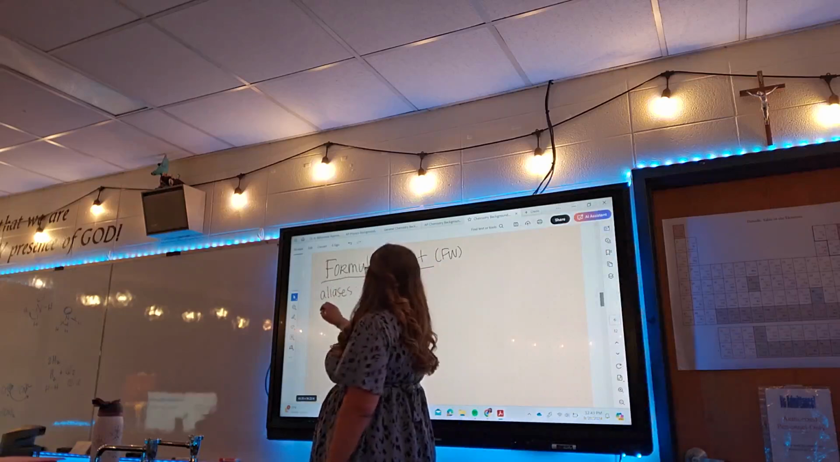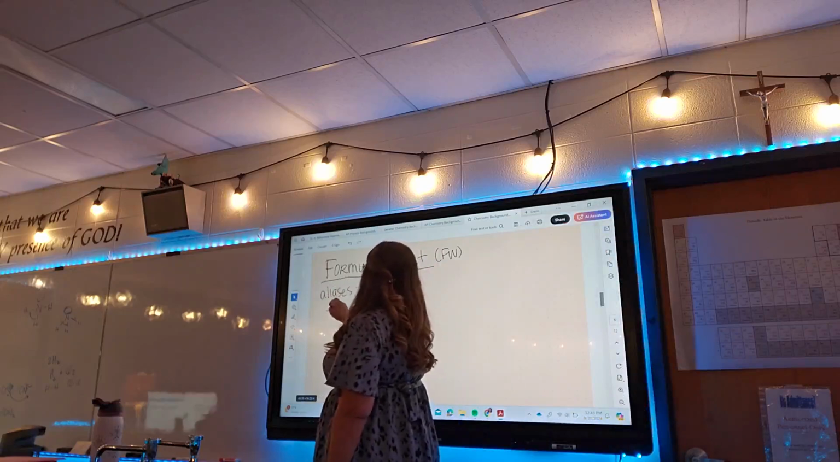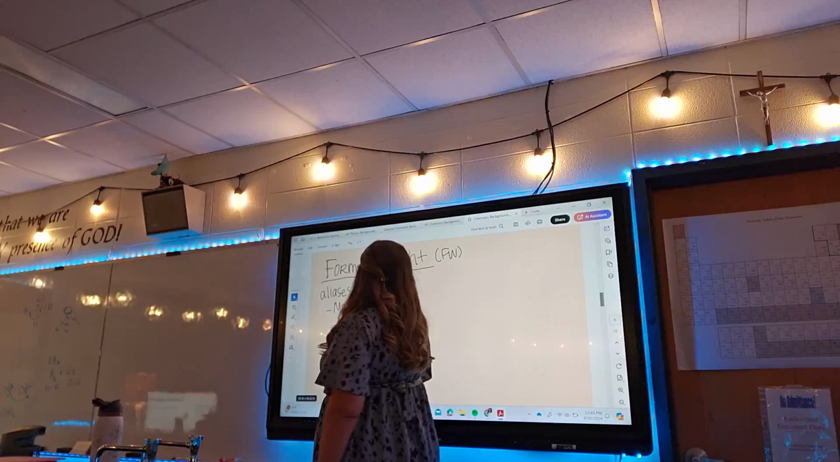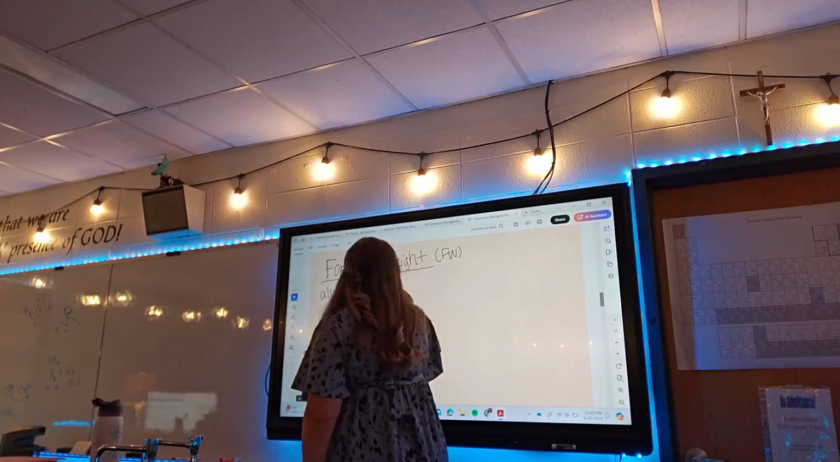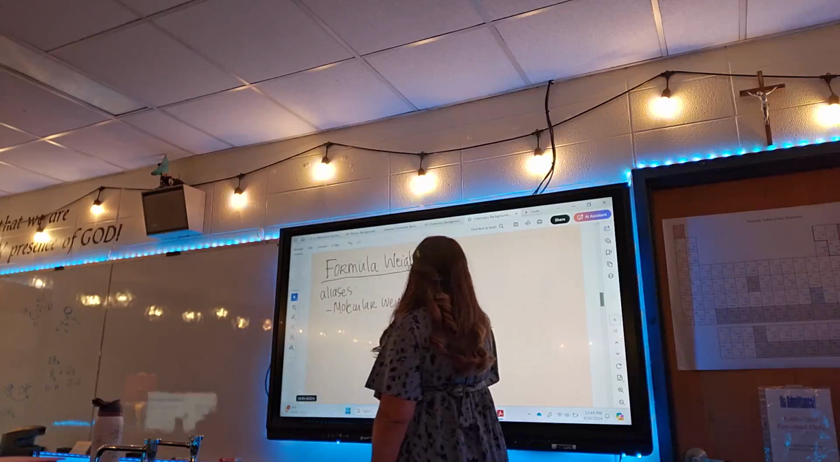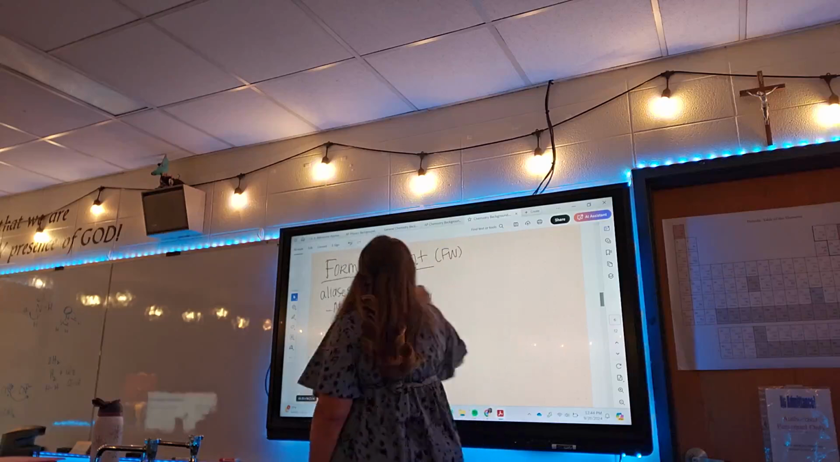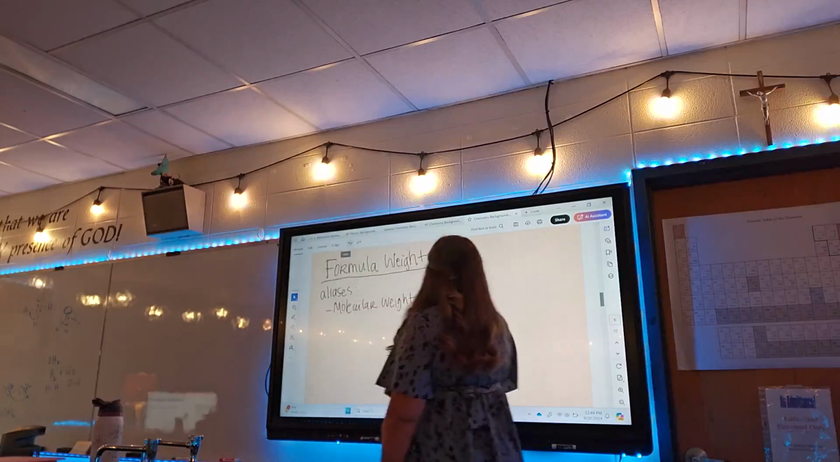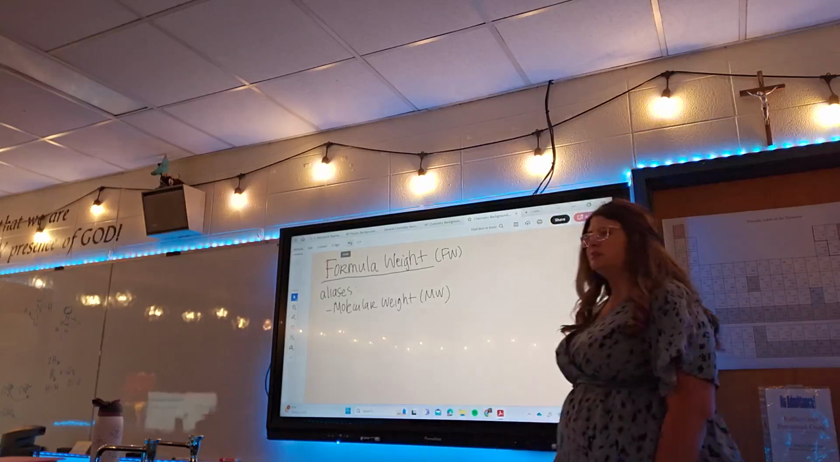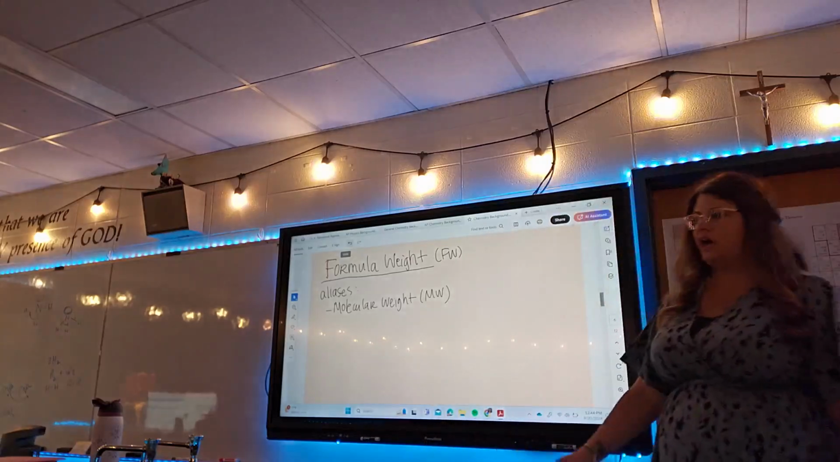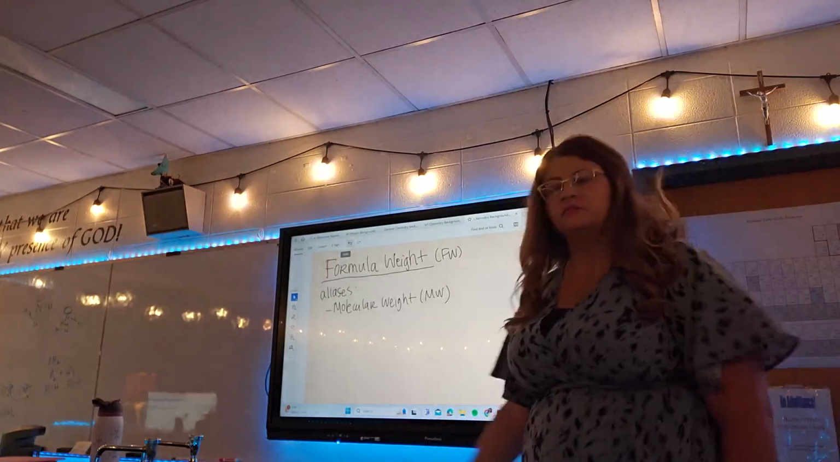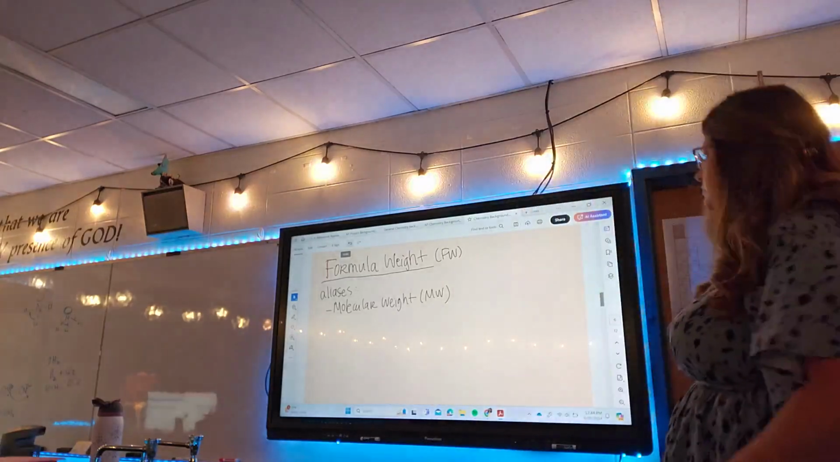It also goes by the name molecular weight, and then it is abbreviated MW. Not everything is a molecule though, so that's why I prefer not to use molecular weight as a term, as its name.